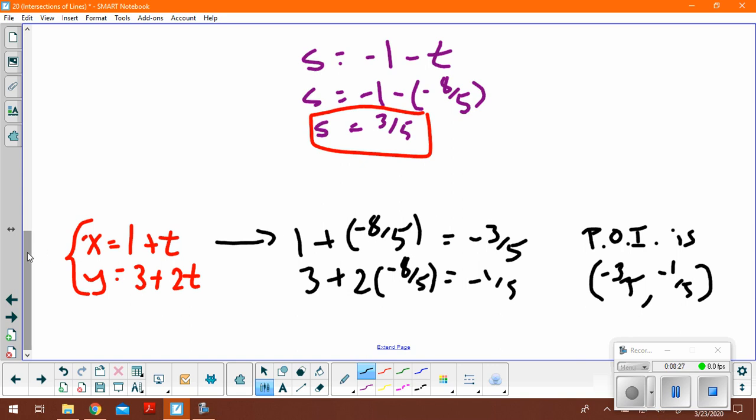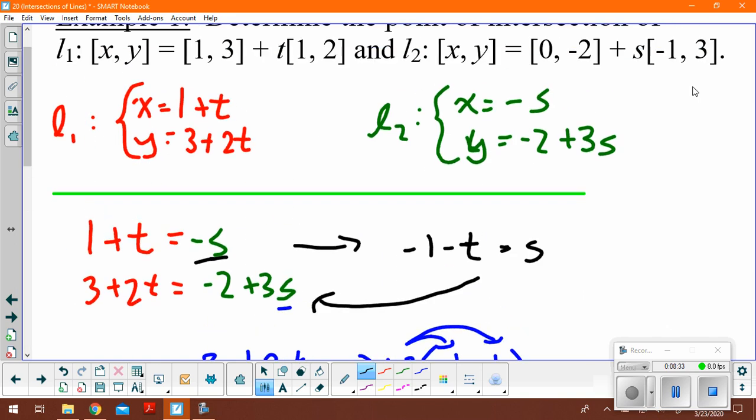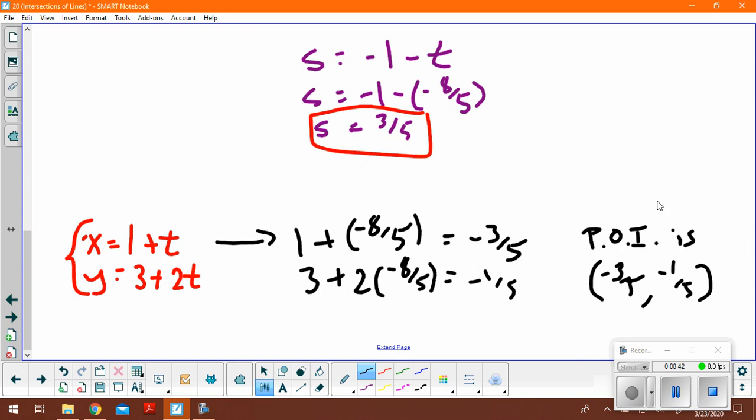And this is a quick check here. It said s was 3 fifths. So if I go to my other set of parameters, I definitely get -3 out of 5 for x, so I'm probably good here. But there you go. There's the point of intersection. So it's a lot like it was back in grade 10, just with a little bit of an extra step there.